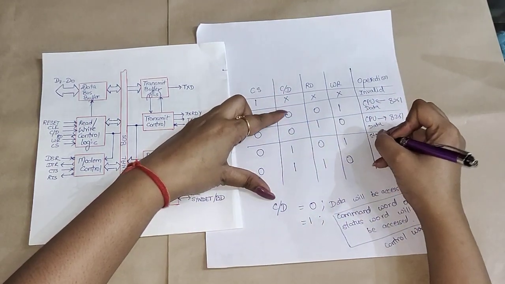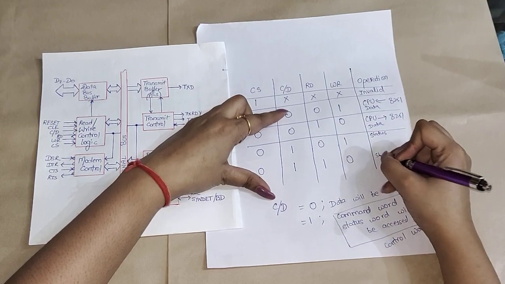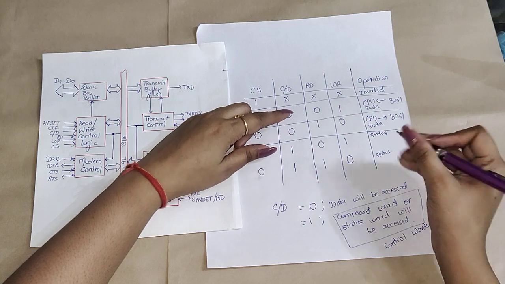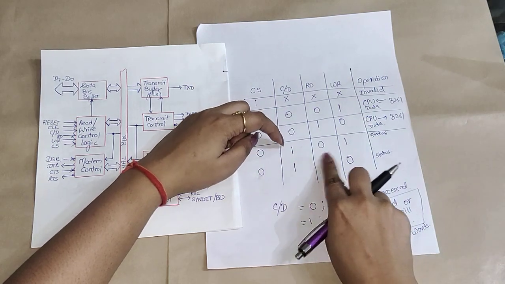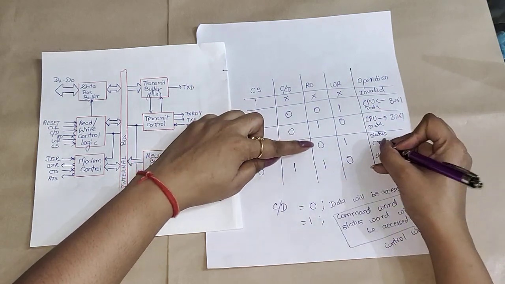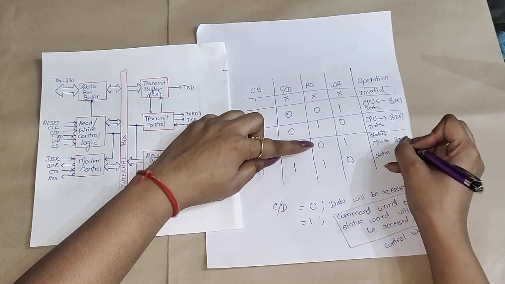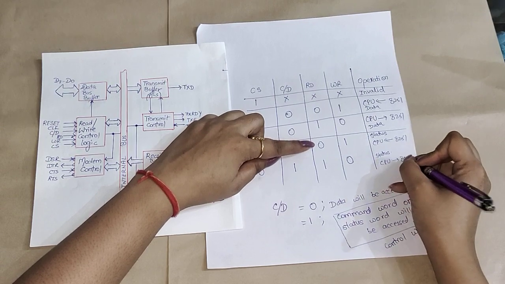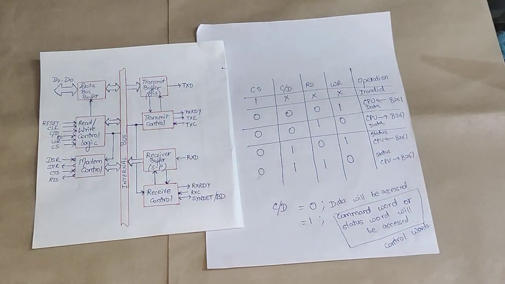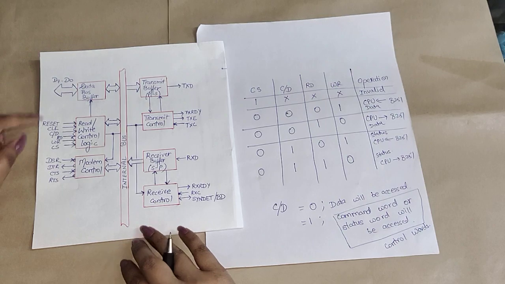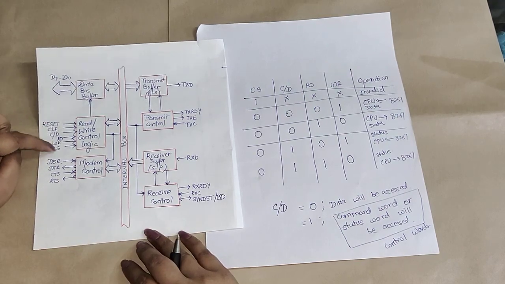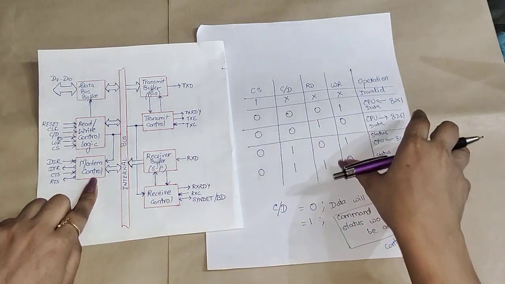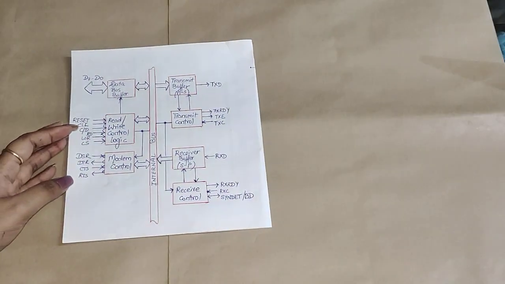Third condition. In third condition and fourth condition, the control word or status word will be accessed. In case of 01, again 8251 to CPU, and here CPU to 8251. Okay, so we have completed these pins also. I hope we are clear with this. Now let's move to the third block, that is modem control.